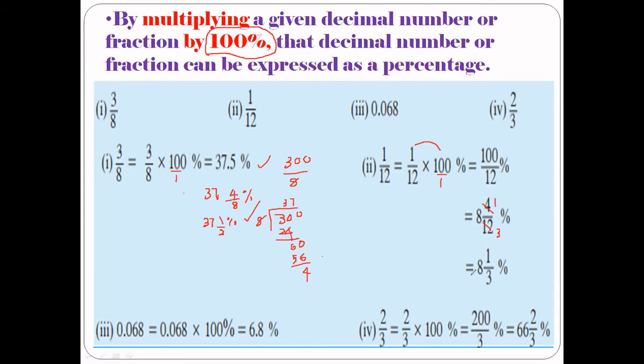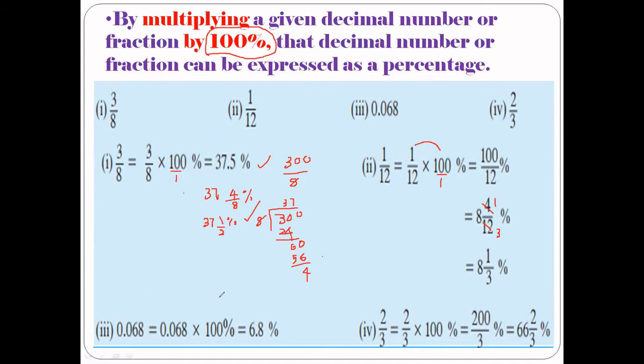Here they have given the answer as a fraction. In the earlier one, they have given the answer as a decimal number. So both methods are correct. See this one, previous two are fractions. Now it is a decimal number.